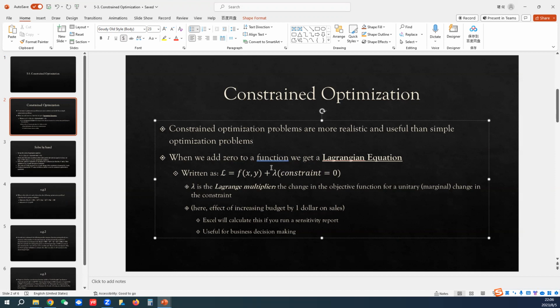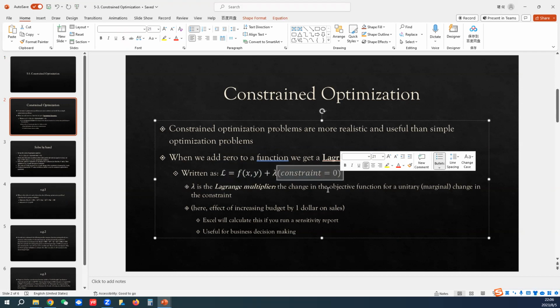equation. So what we do is we construct a Lagrangian equation by setting L, standing for Lagrangian, equal to the objective function itself plus lambda multiplied by the constraint when it equals 0. This may be a little bit abstract. It will be cleared up as I go over one example for you. So lambda is the Lagrangian multiplier, which is the change in the objective function for a unitary change in a constraint. I will demonstrate later what that is as well.